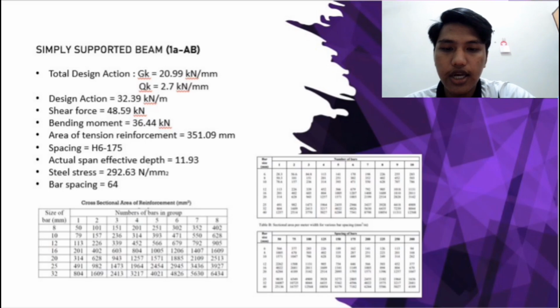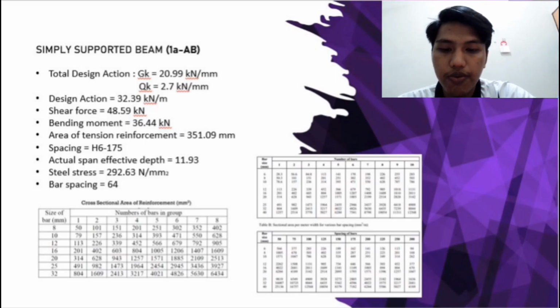So the beam that I have analysed is 1A AB. The total design action for this beam: the value of GK is 20.99 kN per meter, the value of QK is 2.7 kN per meter, and the design action that I get is 32.39 kN per meter.